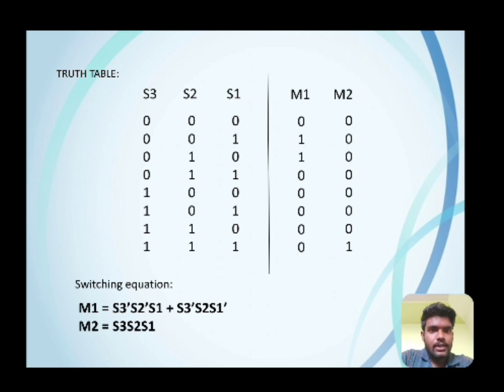Let us come to the switching equation. For M1, this is in the form of SOP. In SOP, 0 is a variable bar and 1 is a variable. Let us come to the equation. M1 equals S3 bar S2 bar S1 plus S3 bar S2 S1. This is for the output M1, and the output M2 equation is S3 S2 S1.